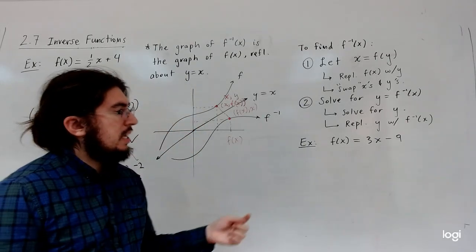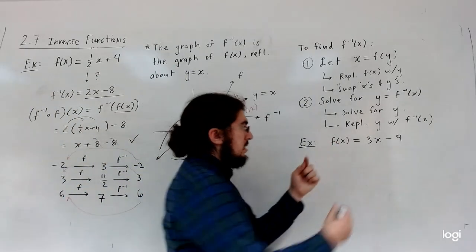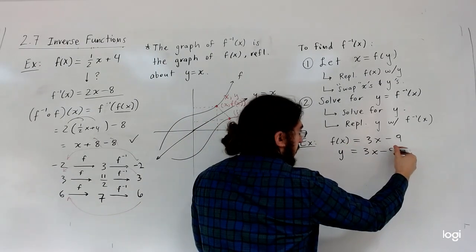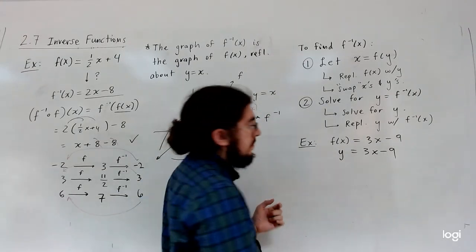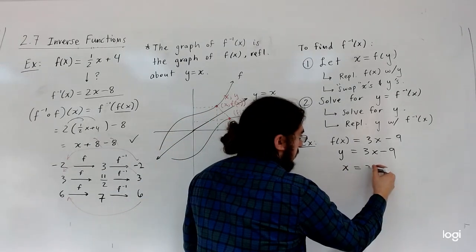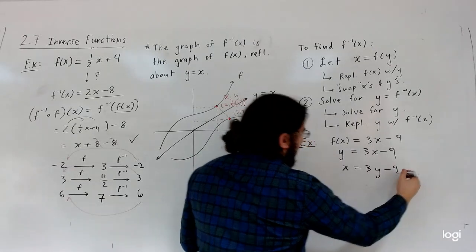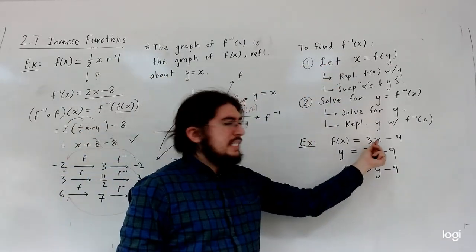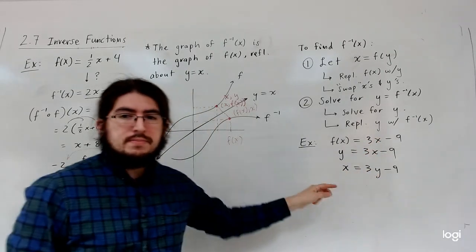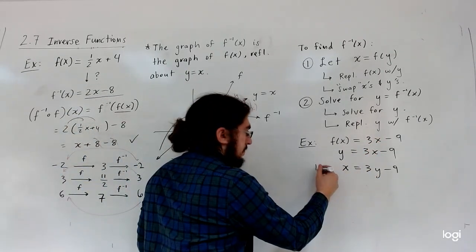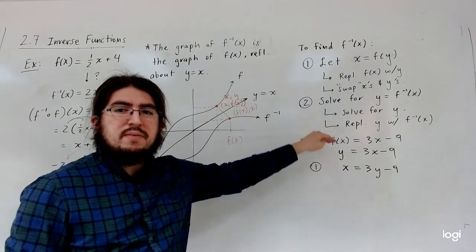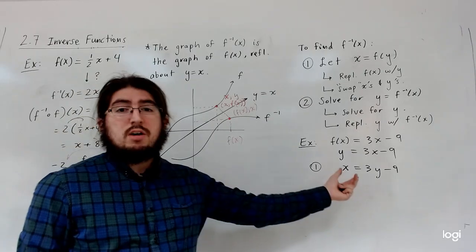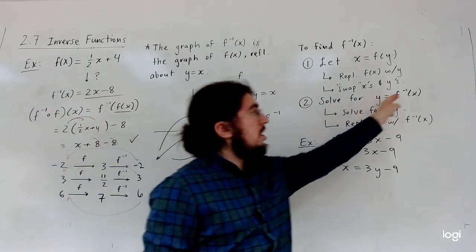So the first thing is I want to replace f of x with y, and then swap x's and y's. So we see why I wrote let x equal f of y, because all we're doing is replacing x with y and calling that x. So this is really the first step. But to do that, you can replace f of x with y and then swap x's and y's to get there. The next thing we want to do is solve for y. And we're going to call that f inverse.